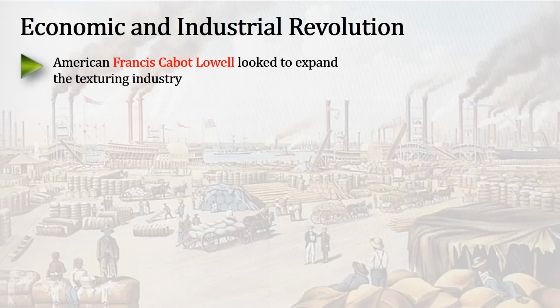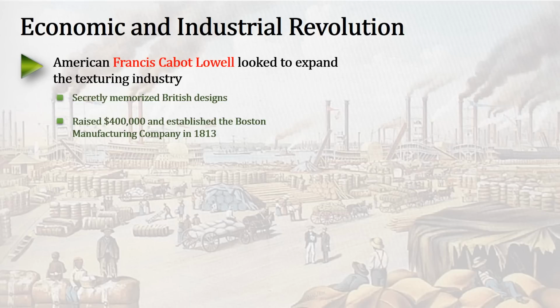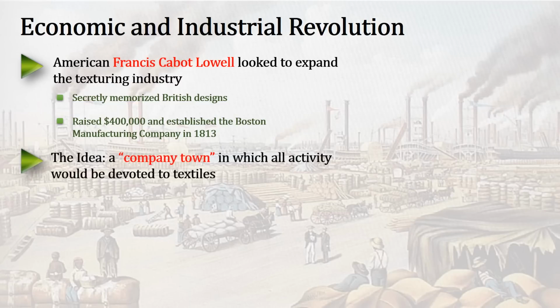This guy that you're looking at here is named Francis Cabot Lowell, and he did more to expand the textiling industry than almost anybody else in American history. What he did was on a trip to Britain posing as an investor, he secretly memorized British designs. That's right, he put it in his mind and he brought it back to the United States using nothing but his own memory. So he raises $400,000 from various investors and he establishes the Boston Manufacturing Company in 1813.